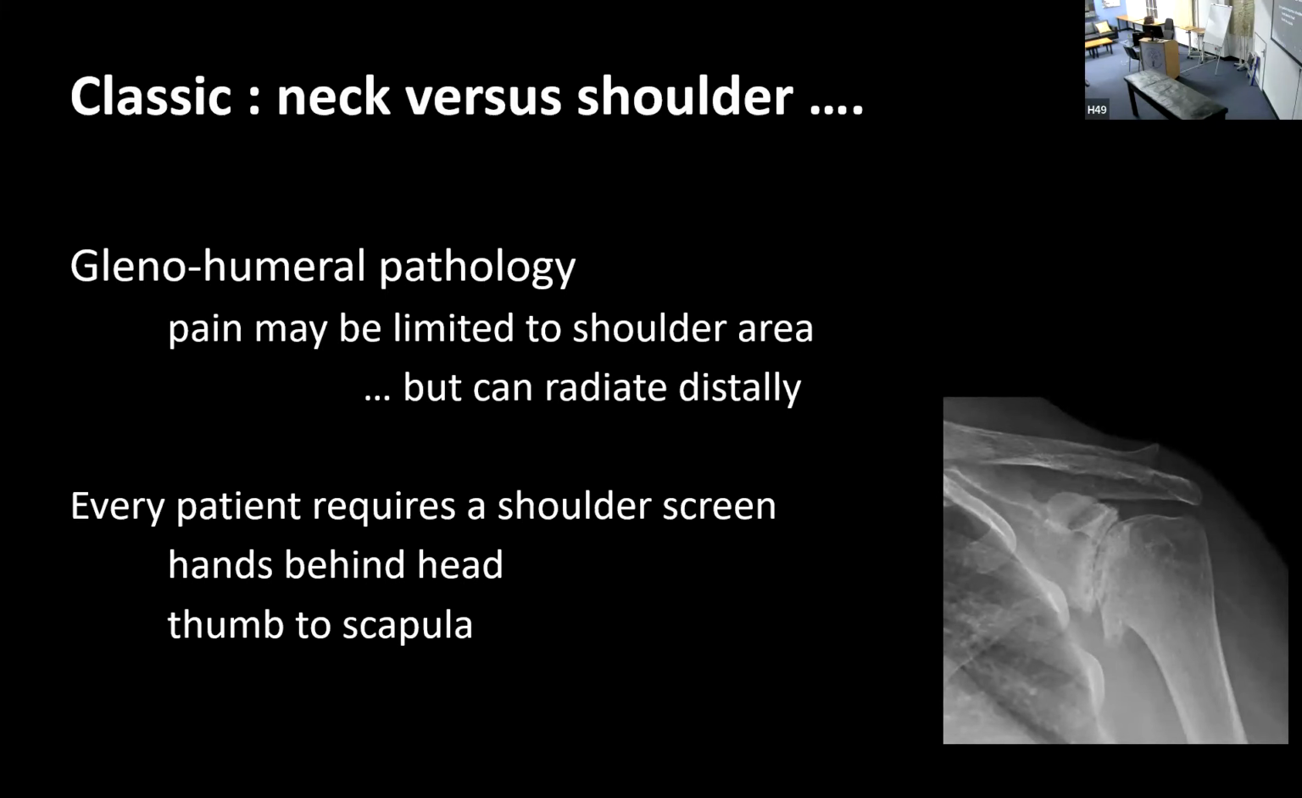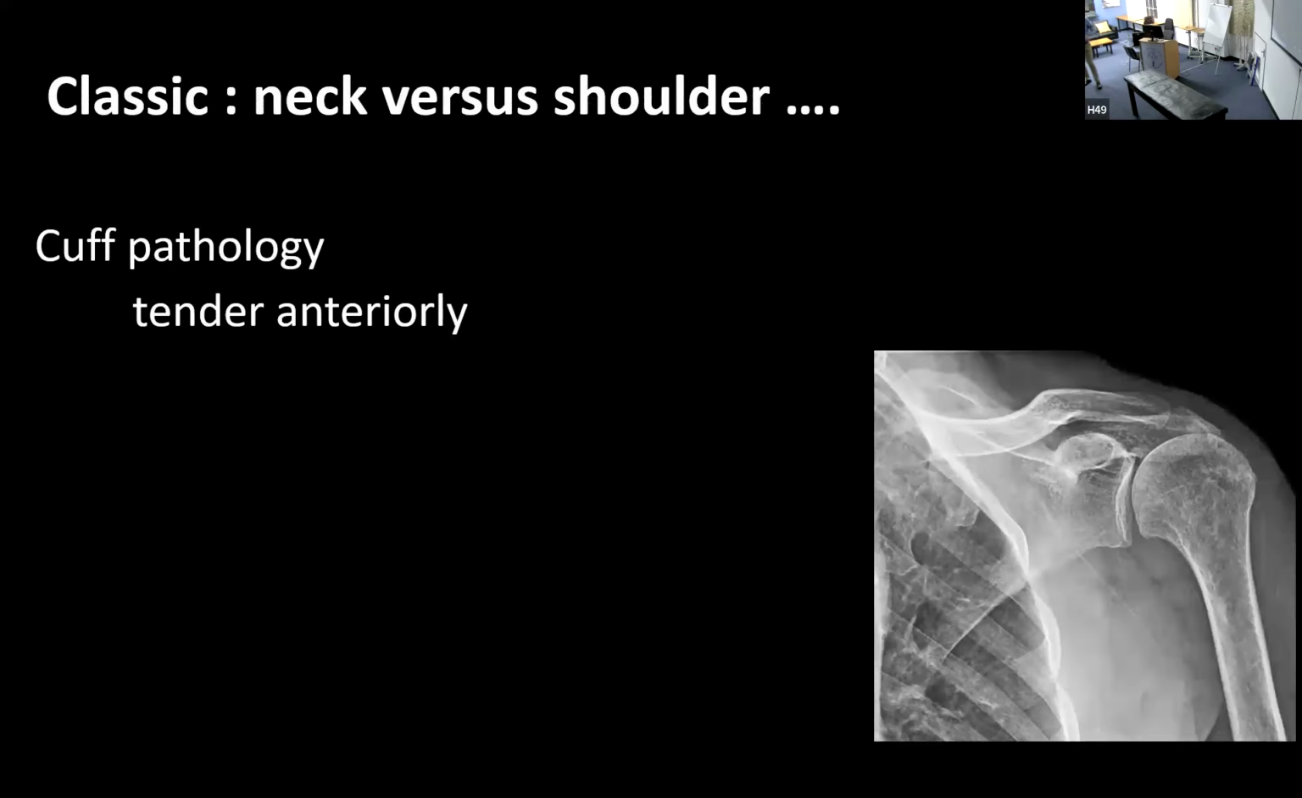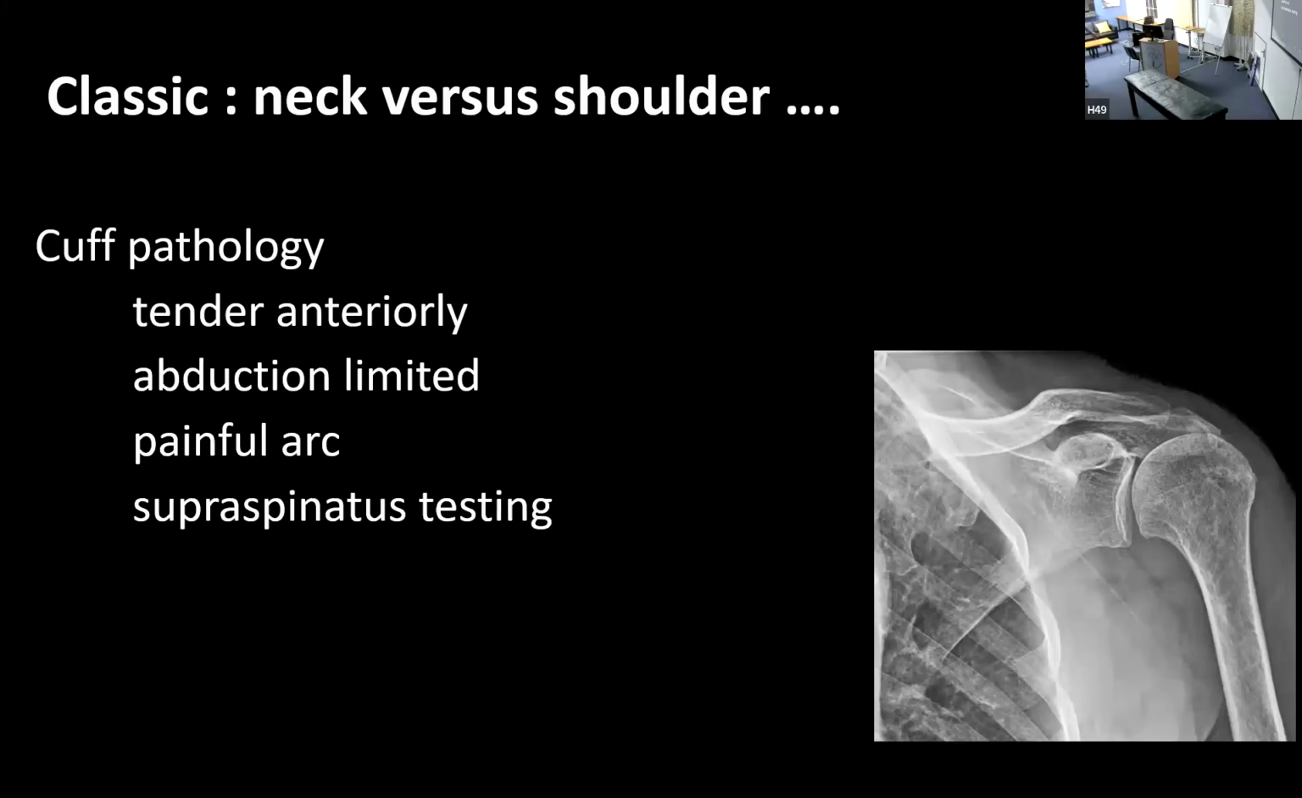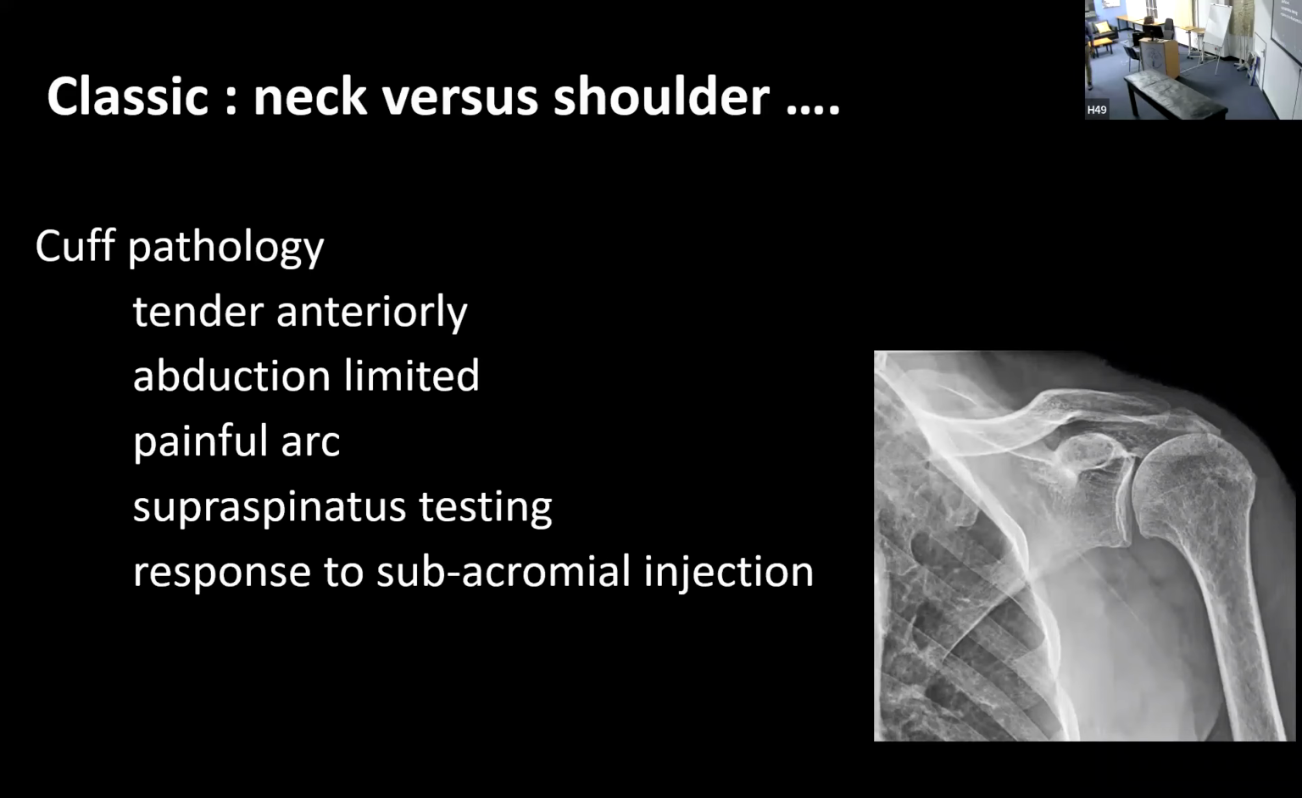So every patient needs a quick screen, and just thumb to scapula over the top. That's all it takes. A few seconds. I mean, if you think it's pathology of the cuff, for those who don't know, you just drop the arm back, you palpate on the humeral head, you can palpate the cuff, and often they're very tender near the coracoid. The abduction is limited. I usually just do the supraspinatus test, and invariably they've got pain. And then you just do a injection and check again. Pain's gone.